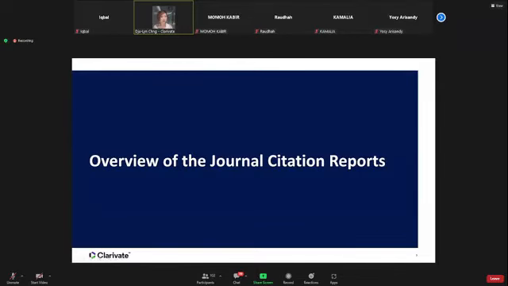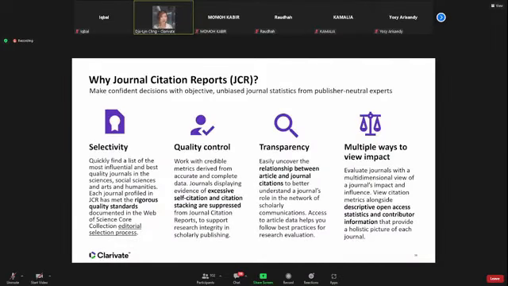So let's go into an overview of the journal citation reports and what it includes. So the journal citation reports, as I mentioned earlier on, is a report that is published on an annual basis, and it gives researchers the confidence to select journals to publish in. Because the statistics that we include on the journal citation reports are publisher neutral. And why is it important to be publisher neutral? Because we don't want any conflict of interest.